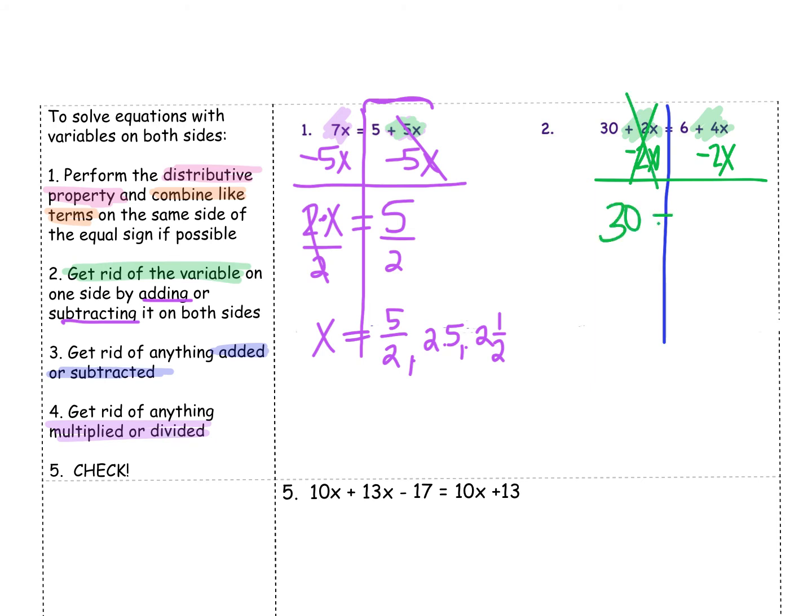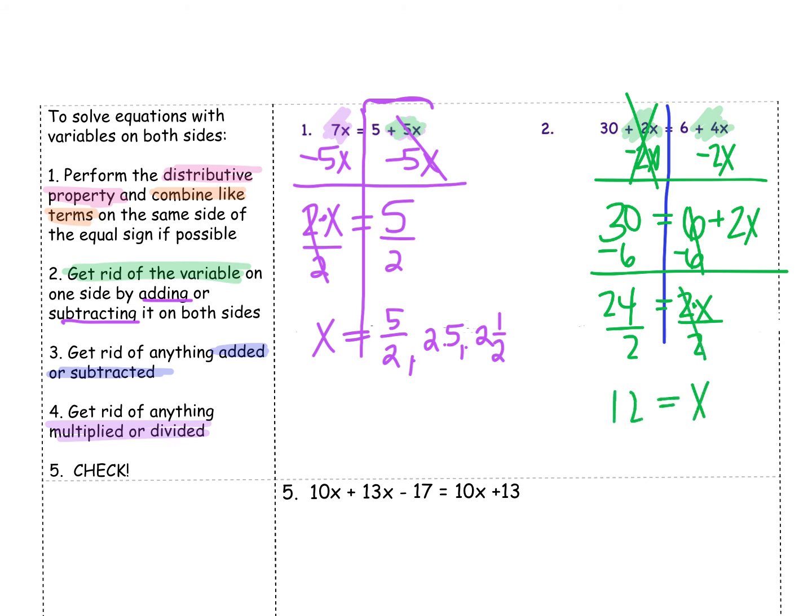I'm left with 30 equals 6 plus 2x. From here, it's just a two-step problem, you guys. Undo adding or subtracting, so get rid of the 6. 24 equals 2x. And then undo multiplying and dividing. Divided by 2. X equals 12 because the 2 cancels. And there we have it.